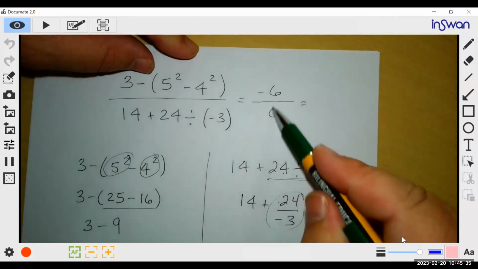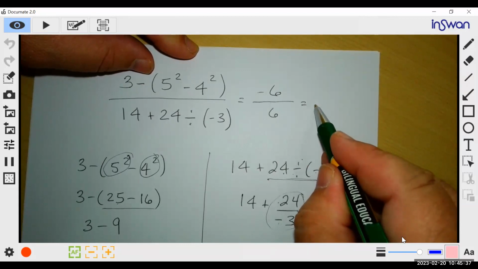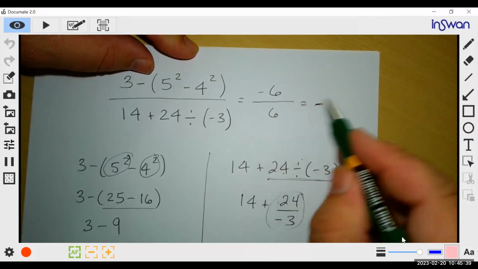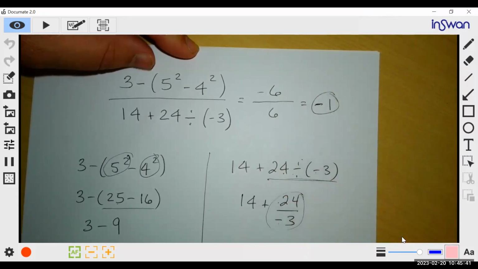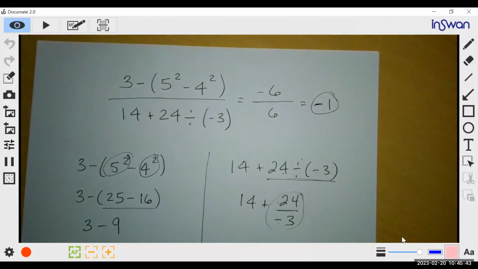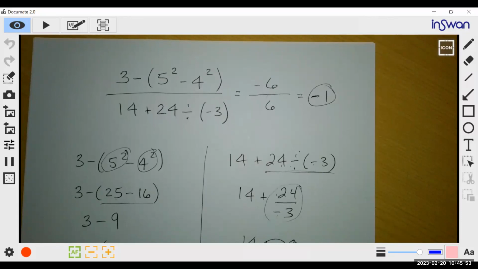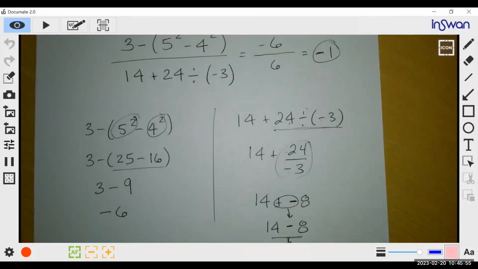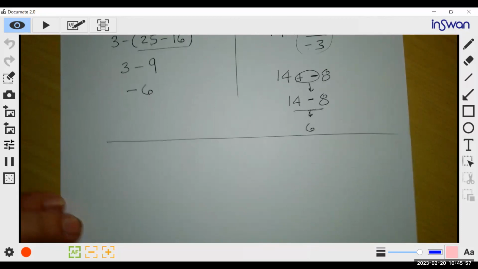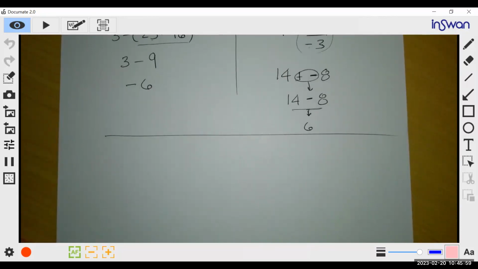Is the answer going to be positive or negative? 6 divided by 6 is 1. I know it's always the case. Once you see the answer, it makes sense. And don't worry, we're going to spend a lot of time doing this part of the section. So don't sweat that part.